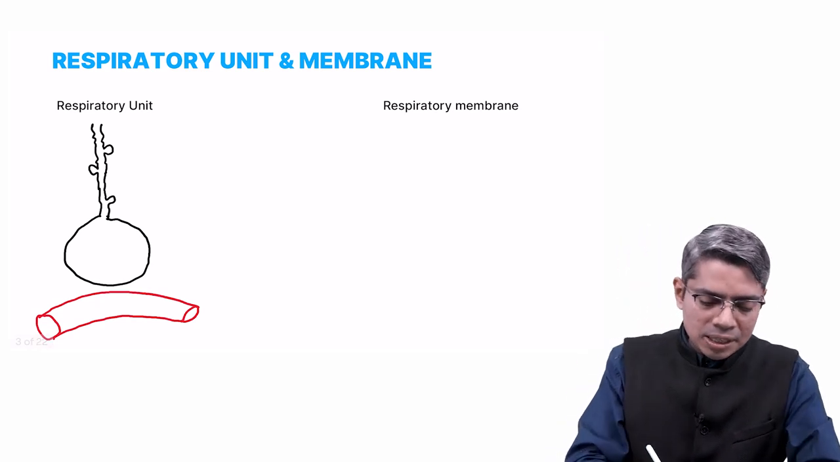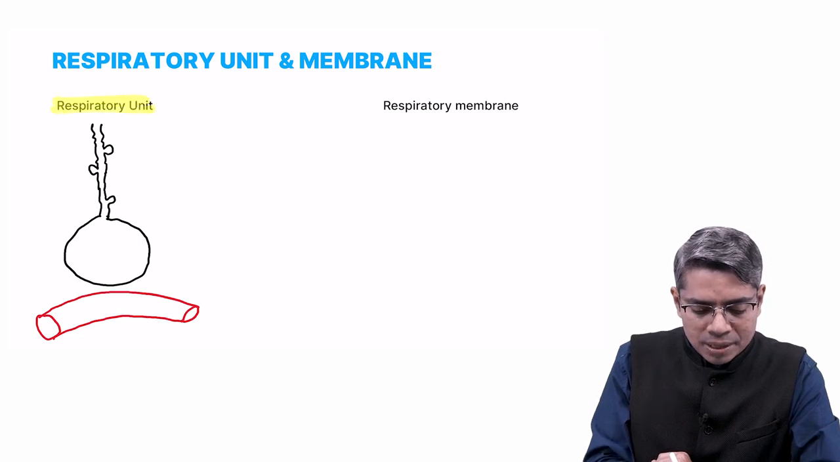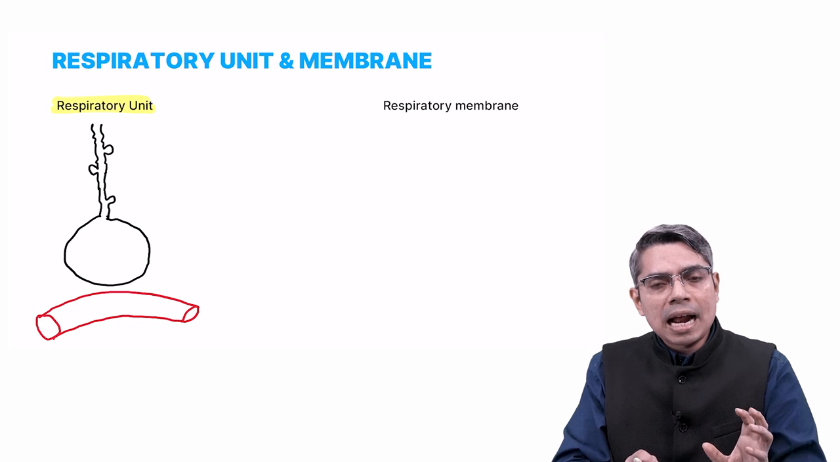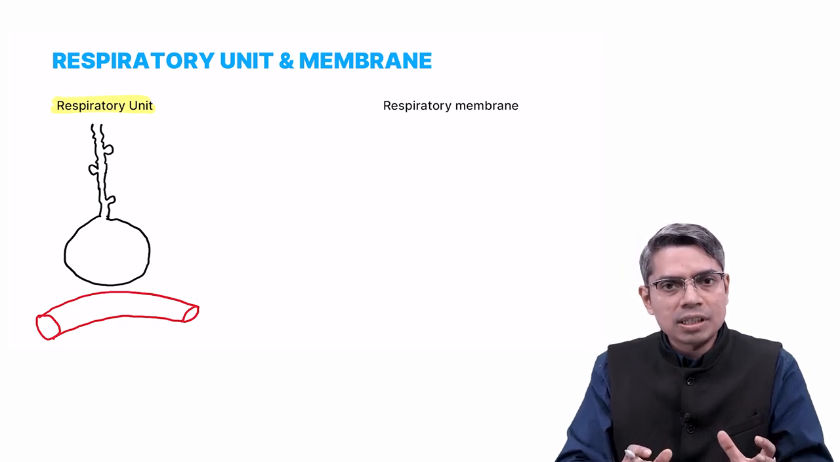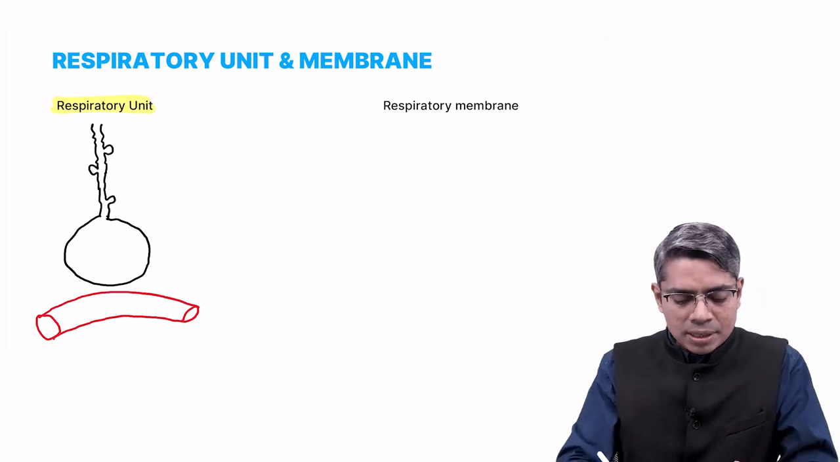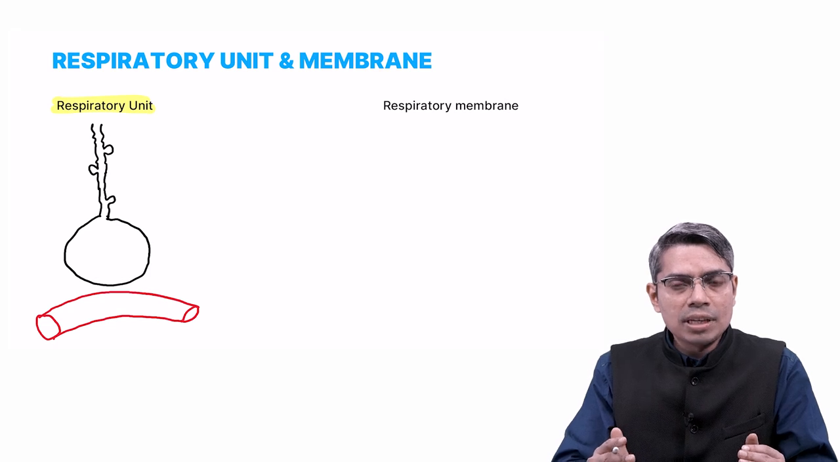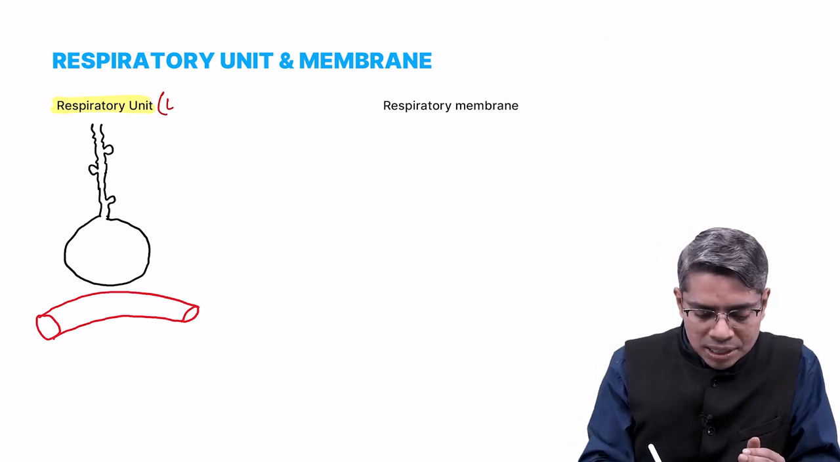Now the respiratory unit, this concept we have already learned in the first chapter. Respiratory unit is nothing but that portion of the lung where the oxygen and carbon dioxide exchange is occurring, and we have already learned that although there are different divisions in the tracheobronchial tree, gas exchange occurs only in the exchange zone. So basically this respiratory unit is nothing but your exchange zone of the lung.